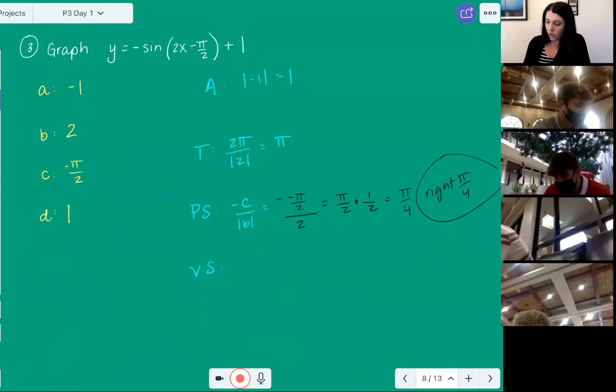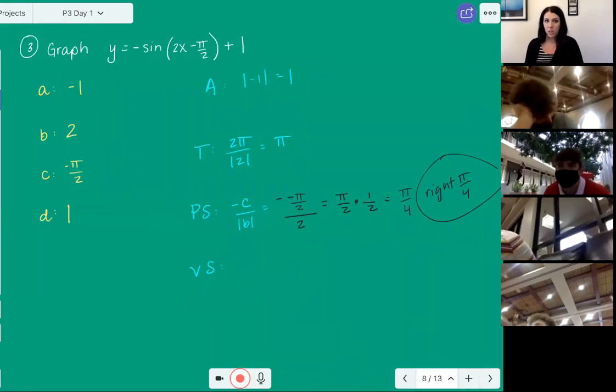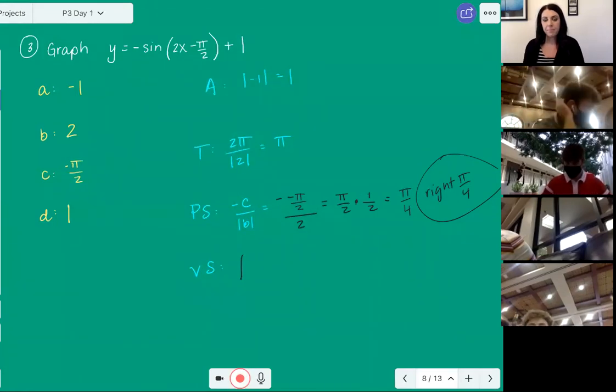Okay, let's go to Oliver. Oliver, what's our vertical shift here? 1. Perfect. What does that mean? The whole graph moves up 1. Whole graph moves up 1. Our midline's now at 1. Okay. All right. Now we're actually going to take that information.